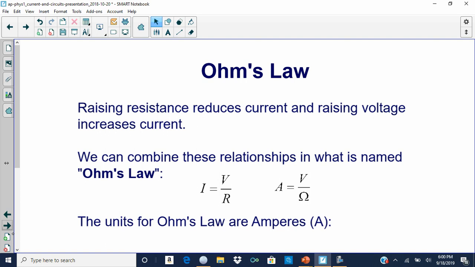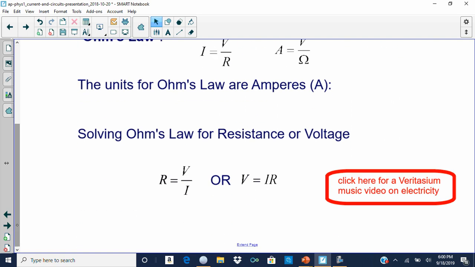As you can see to the right of the equation, A is an ampere, V is a volt, and the capital omega is an ohm. So the unit for Ohm's law is an ampere. Solving Ohm's law for resistance or voltage gives us R is equal to V over I, or V is equal to IR. And again, I'll show that video on Edmodo.